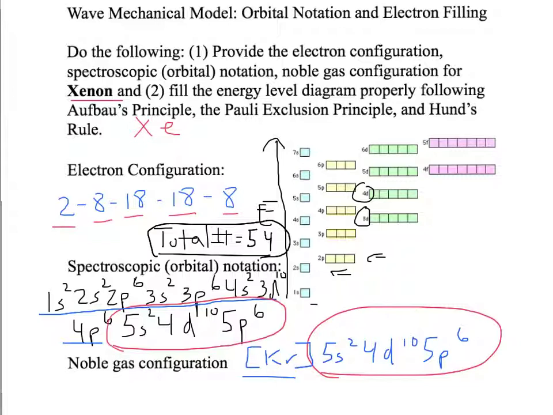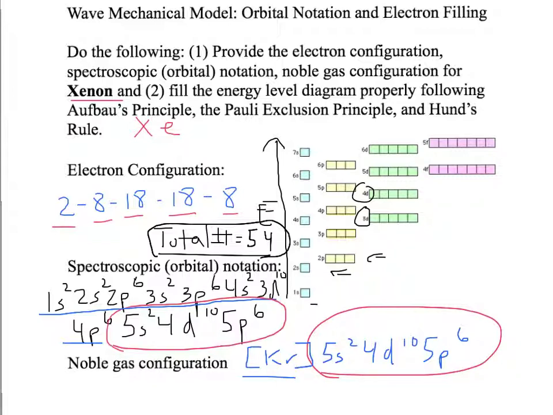It's important to keep in mind that we only use the noble gases, meaning group 18, for that notation there. So you can't use, for example, chlorine. You can't start with chlorine. You have to start with either krypton or helium or any of those noble gases.